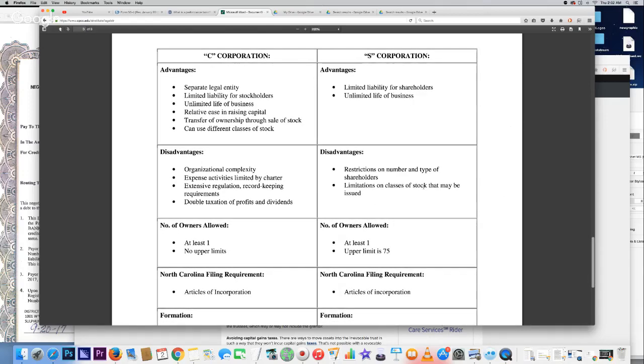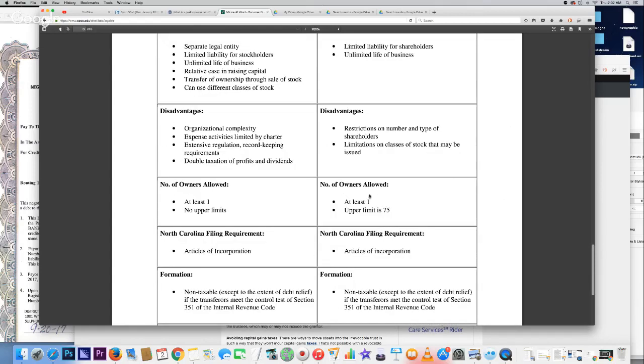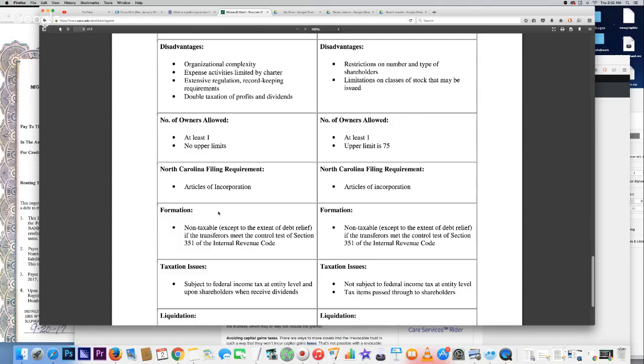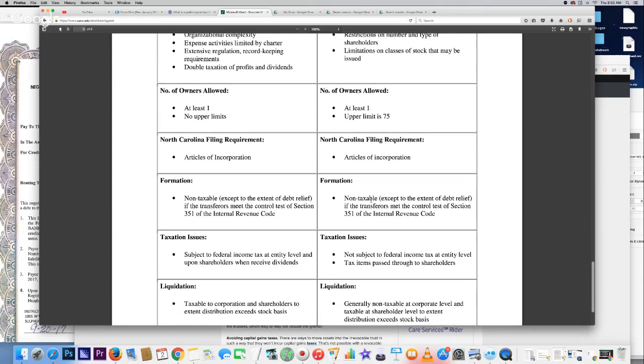Disadvantages of the S corp: restrictions on number and type of shareholders, limitations on classes of stock that may be issued. Now, number of owners allowed, at least one. You can do up to 75 owners. Now, C corp, there's no upper limits. It can be useful. Articles of corporation, blah, blah, blah.